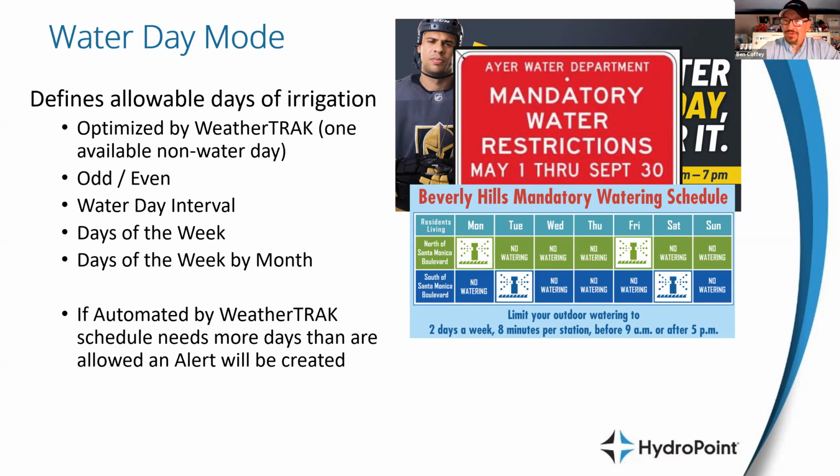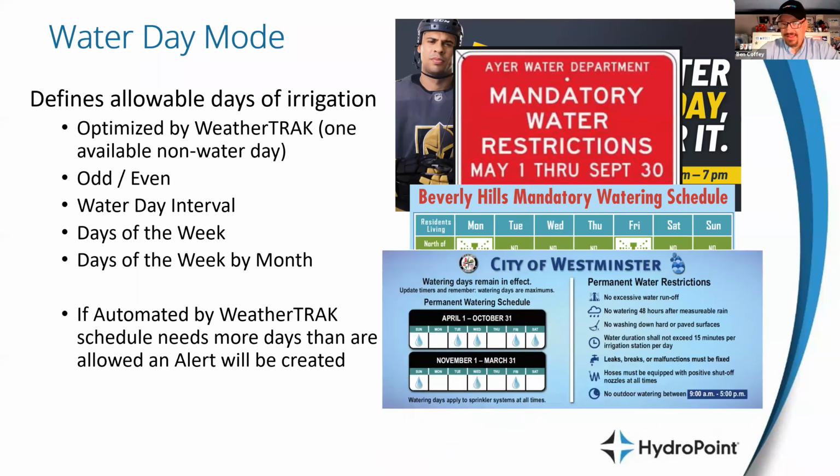We also have a cool thing called days of the week by month. Here in Colorado, we have this City of Westminster property where April through October, they allow 5 days a week to irrigate, but November through March, it's only 3 days a week. With WeatherTRAK, if you program that in as days of the week by month, you can let the controller do that for you and you never have to touch it. So it's a great way of saving time.